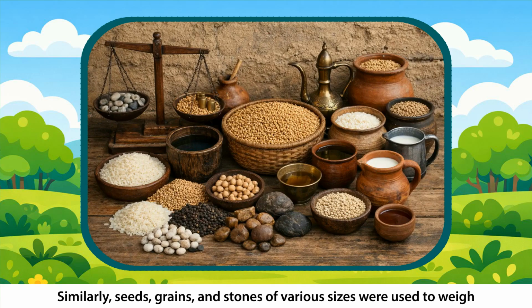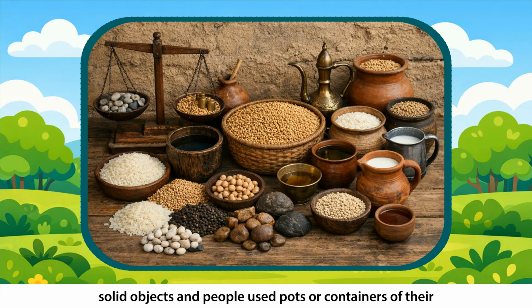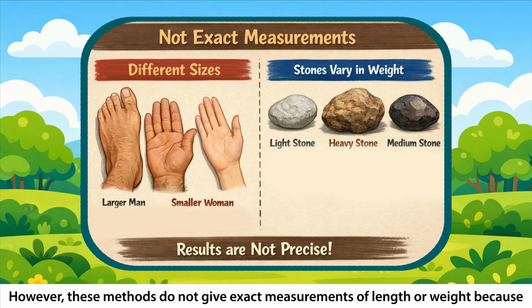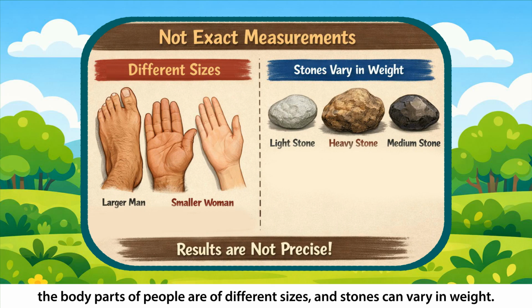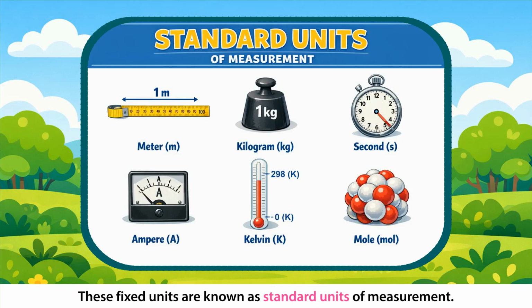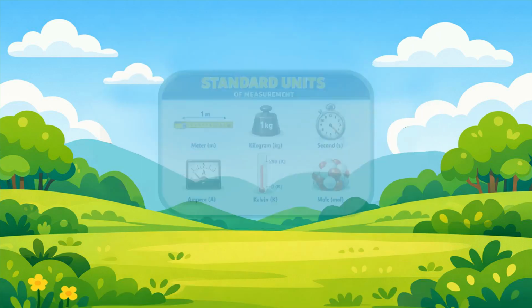Similarly, seeds, grains and stones of various sizes were used to weigh solid objects and people used pots or containers of their own choice to measure the quantity of grains or liquids. However, these methods do not give exact measurements of length or weight because the body parts of people are of different sizes and stones can vary in weight. So, there was a need to have fixed units for measuring things and to get the right measurements. These fixed units are known as standard units of measurement.